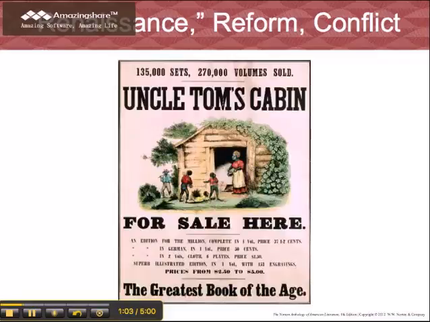The most famous book about slavery from the period was Harriet Beecher Stowe's Uncle Tom's Cabin, 1852. Stowe's novel was so successful that the only book that sold more copies throughout the entire 19th century was the Bible. Abraham Lincoln directly credited Uncle Tom's Cabin with raising the stakes in the debate over slavery when he described Stowe as, quote, "the little lady who started this great war."